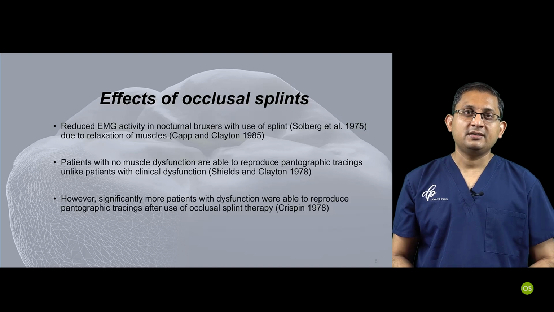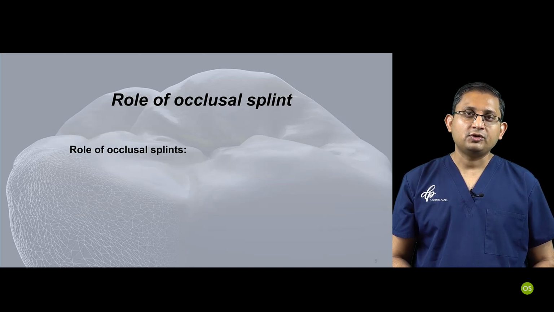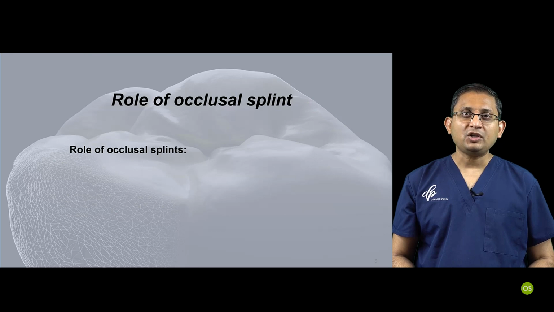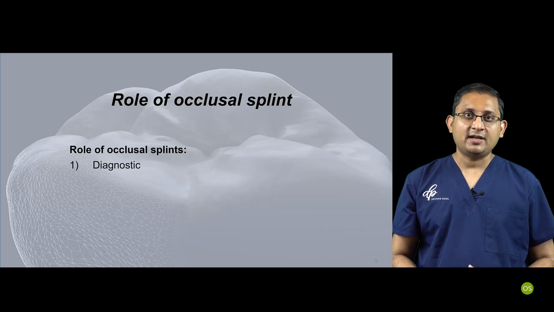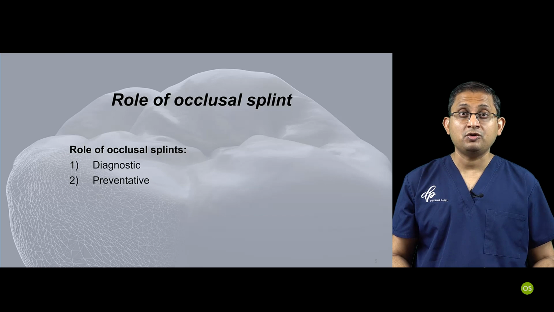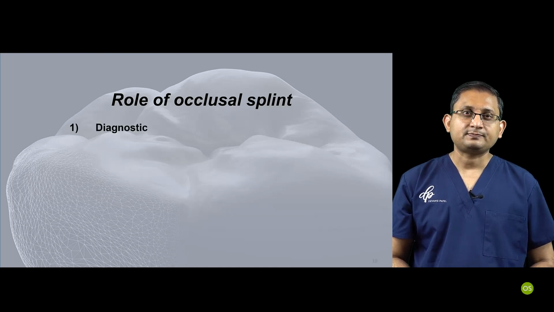So if we look at an ideal splint, let's look at some of the roles of an ideal splint. One of the roles is diagnostic, that you can use the splint for diagnostic purposes. You can use the splint for preventative purposes, which we are aware of. And also we can use the splint for treatment reasons. So let's look at the diagnostics.